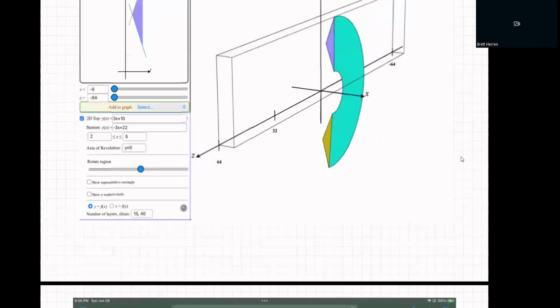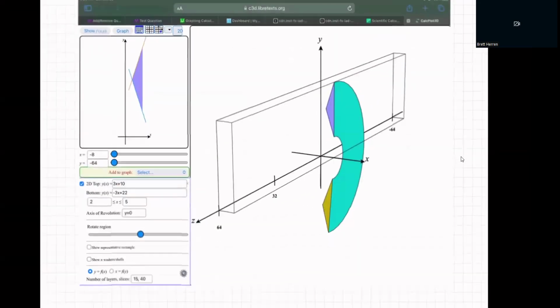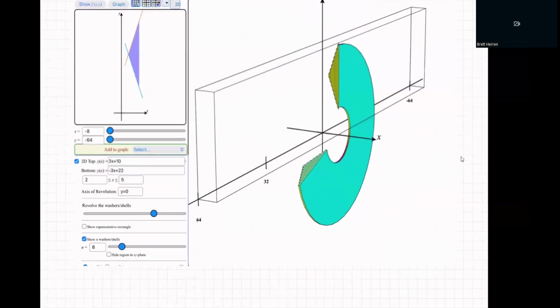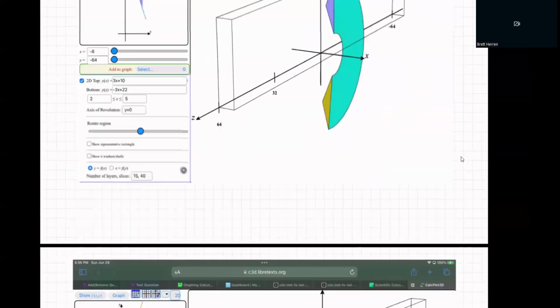Oh, here's the picture. Here's the CalcPlot 3D. There's what the region halfway around looks like. That's the volume we're trying to find, that funny looking shape there, like a big frisbee with a triangle side. I click down here on washers, shells, and you can see it's washers, not shells. I don't know if you have time for that in an exam, probably not on CalcPlot 3D. So let me show you how to do it by hand, but that one is revealing it to us.